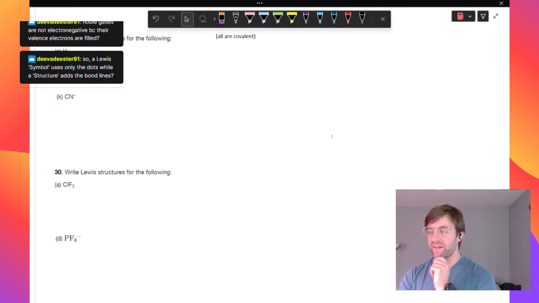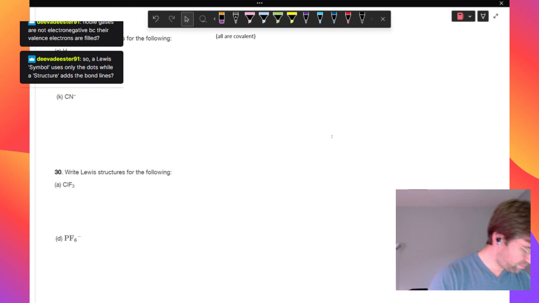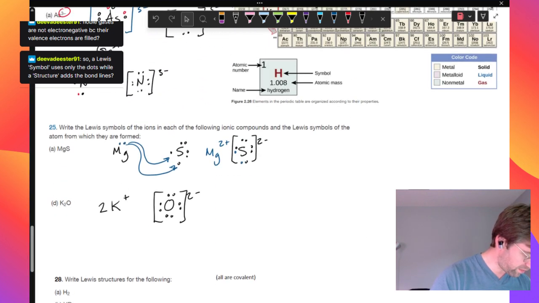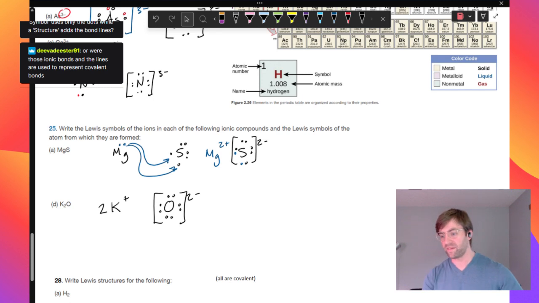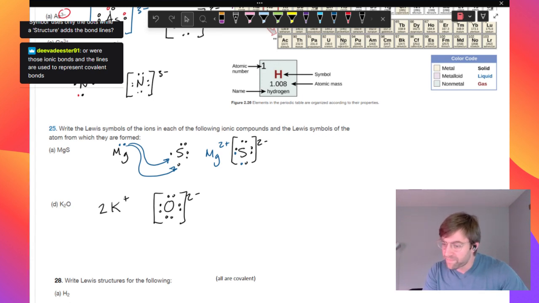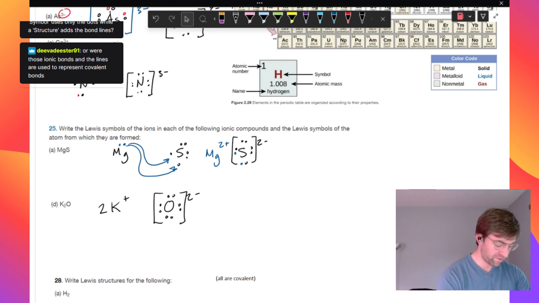I think that a Lewis structure implies bonding relationships between multiple species, and a Lewis symbol would just be the individual species by itself. Maybe. Write Lewis structures for the following versus write the Lewis symbols. Yeah, it must be. You are 100% correct. So the ionic behaviors that we just did don't behave the same as covalent bonds, and so we notate them differently. These are the Lewis symbols for the individual ions that emerge when these species interact.